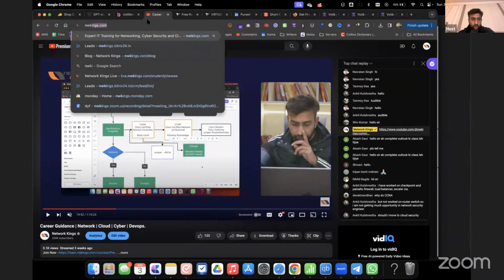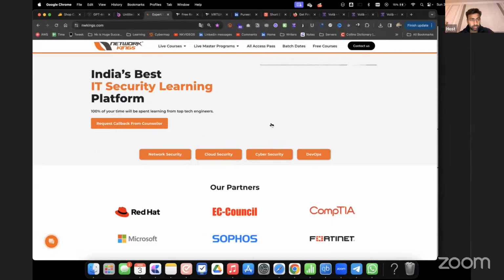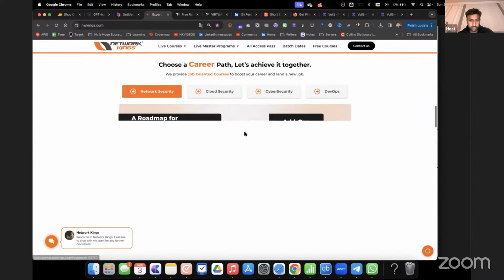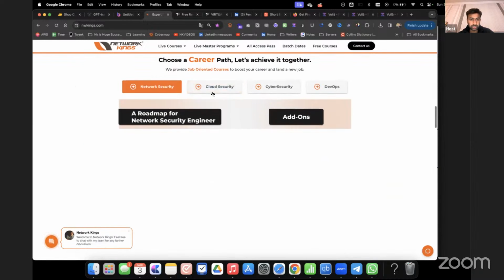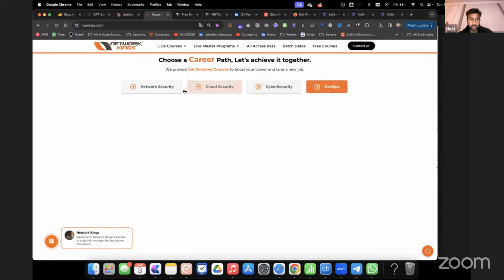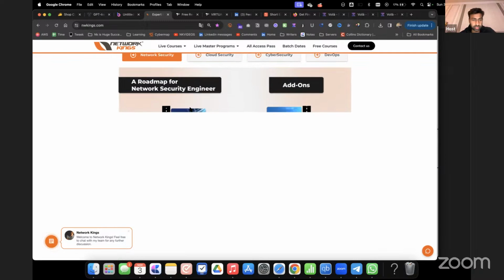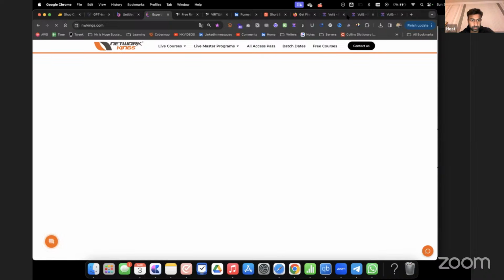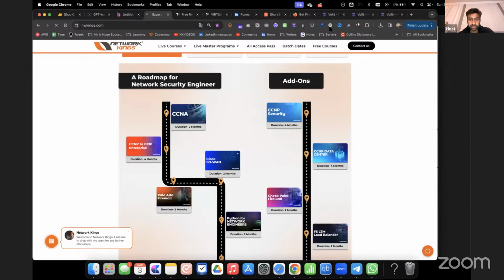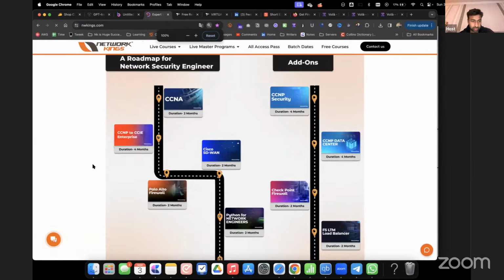Okay, what are roadmaps? Let me show you on our website. We already created a lot of roadmaps. So if you go to our nwkings.com, okay, right now you can see we have already created 4 roadmaps: network security, cloud security, cyber security, and DevOps. Okay, so these are a little heavy, so they're taking a little time, or maybe my internet is slow today. Yeah, so on our website, obviously we are not charging anything. This is completely free for roadmaps. Okay, so even people are not giving roadmaps to the students.